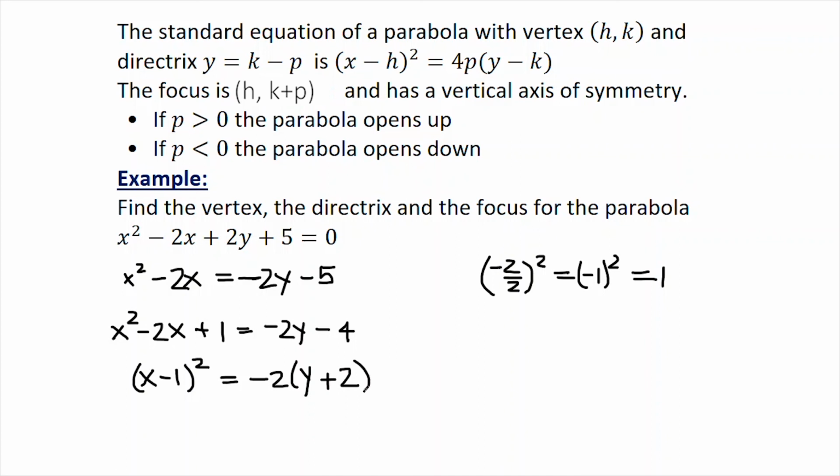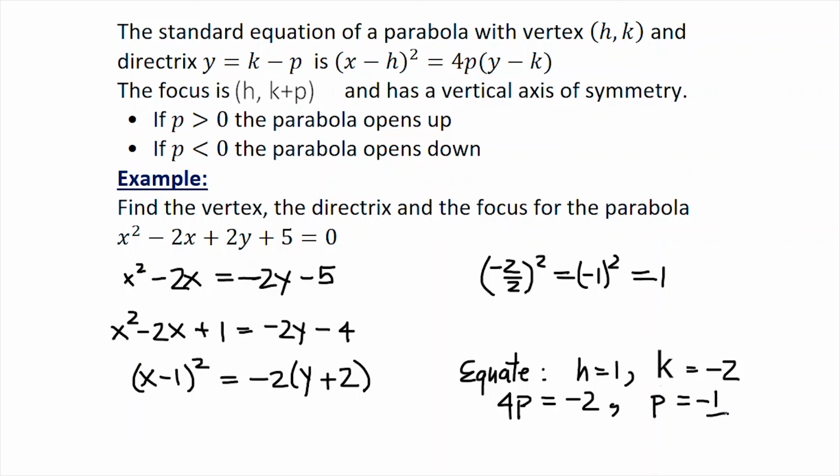And if I rewrite this, I have x minus 1 all squared is equal to negative 2 times y plus 2. And this is pretty similar to my standard equation up here. If I equate components, then I'm going to get h is equal to 1, k is equal to negative 2, and now I'll have to look at my original equation and I see that 4p is equal to negative 2, so p is equal to negative 1/2, and now I'm prepared to answer the question.